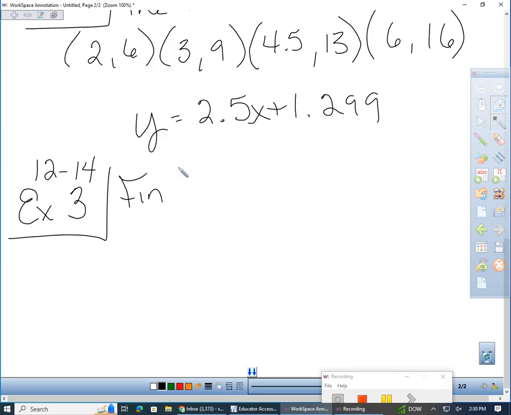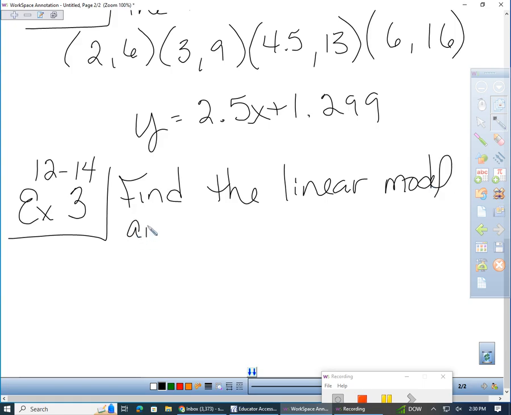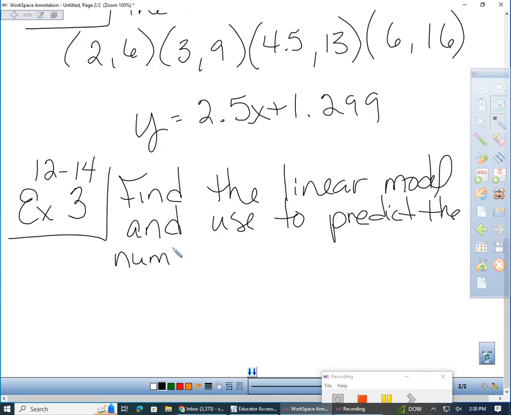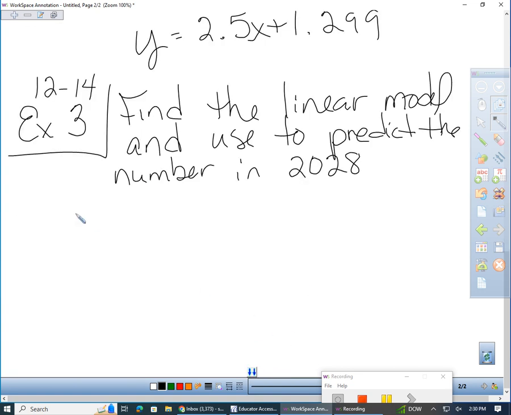Find the linear model and use it to predict the number in 2028. All right, so here's our table I'm going to give you.